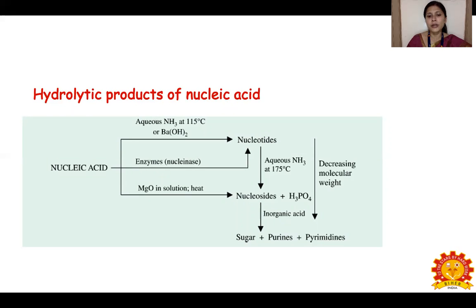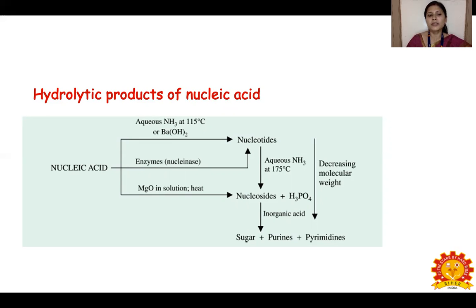Okay, and the same nucleoside we can get from nucleic acid also. For that, we have to take the nucleic acid in magnesium oxide solution and heat it. After that, to this nucleoside we can add an inorganic acid, and this inorganic acid will break the bond between the sugar and the bases, whether it is a purine base or a pyrimidine base. So we can get all the components separately: sugar, purines, and pyrimidines.